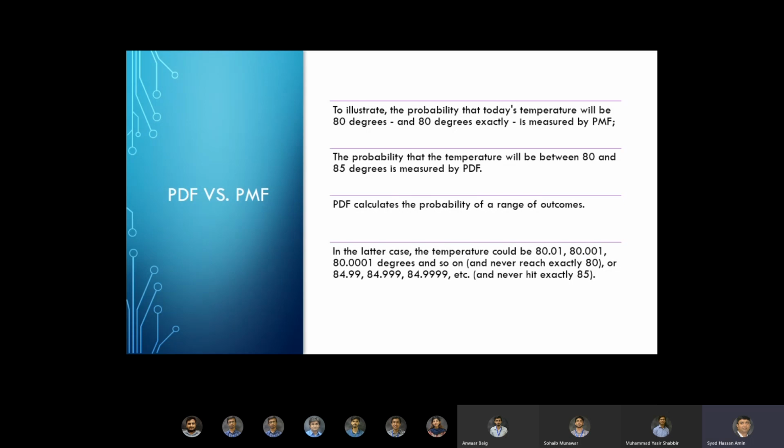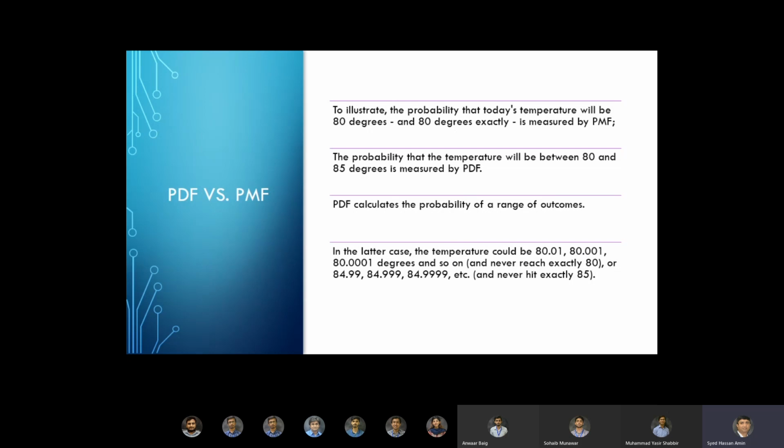So, probability density function versus probability mass function. To illustrate, consider the probability that today's temperature will be 80 degrees, exactly 80 degrees. If you are doing a measurement like that, then you have discrete measurements, and you can apply the probability mass function. The probability that the temperature will be between 80 and 85 degrees is measured by the probability density function. If you want some exact value, like today the temperature is going to be 30.50 or 30 degrees centigrade, that's an exact value, and you have a discrete probability measurement in the form of the probability mass function.